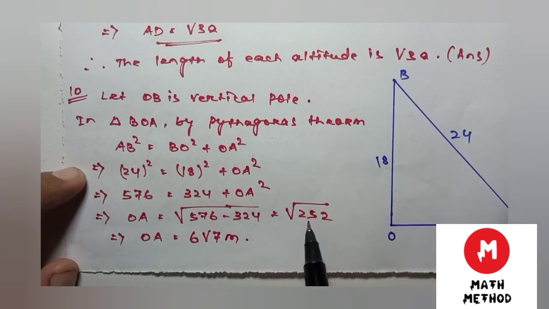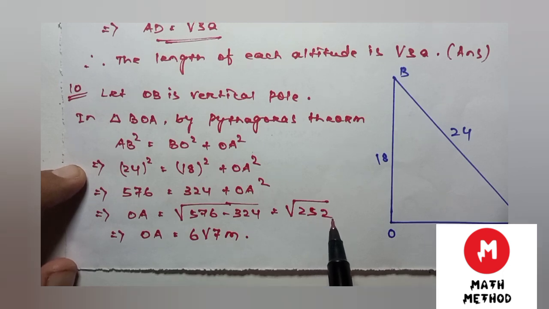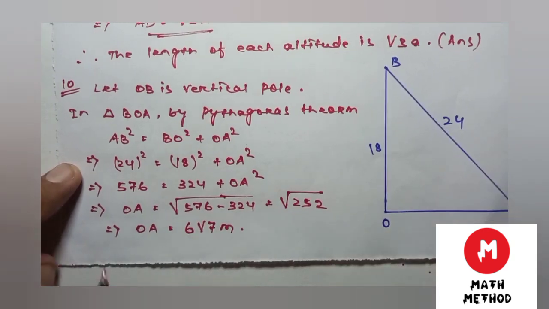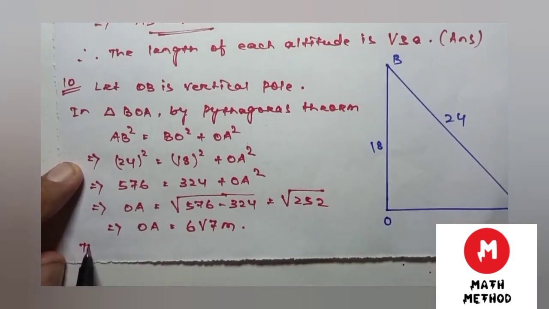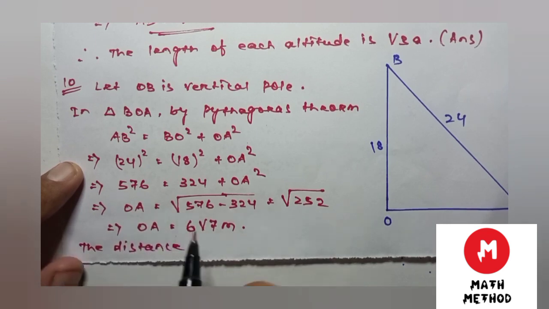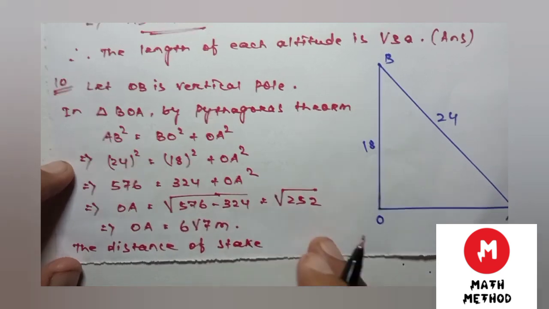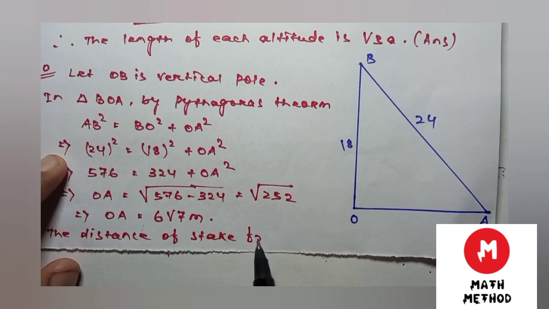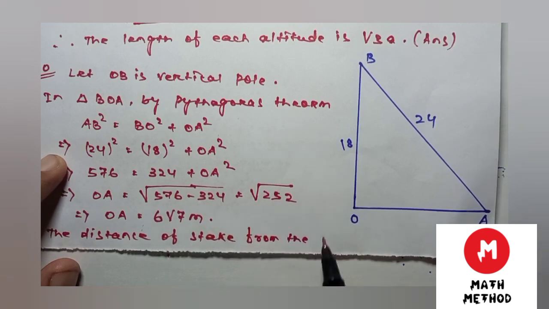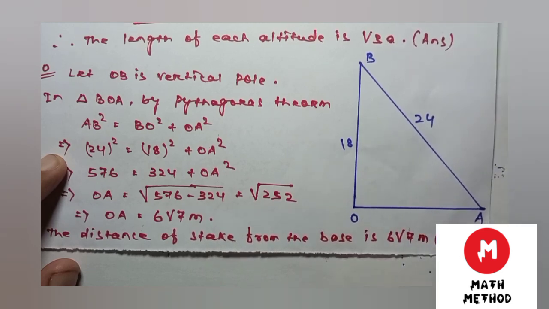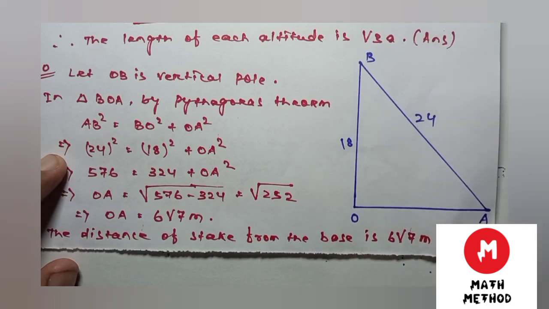You have to find out the square root of 252 by factorization method. Hence OA is equal to 6 root 7. So I will write like this: the distance of stack from the base is 6 root 7 meter. This is my answer. Clear?